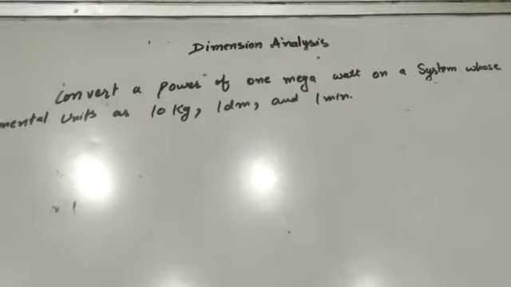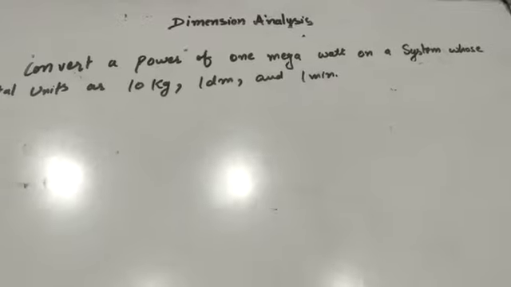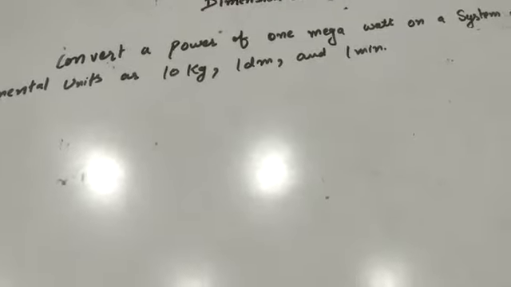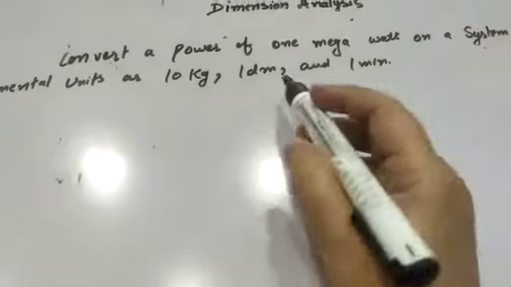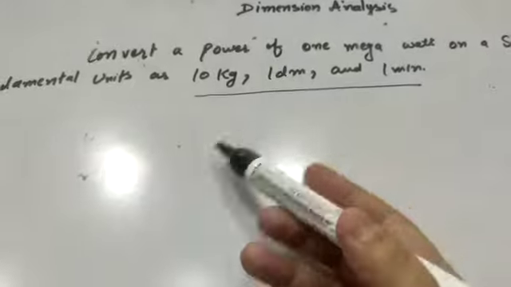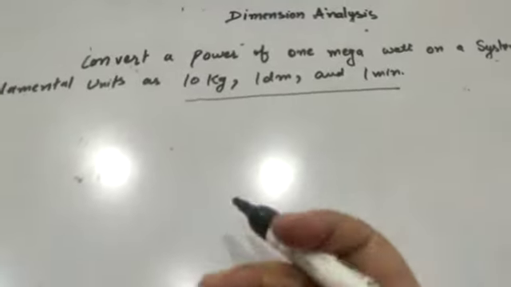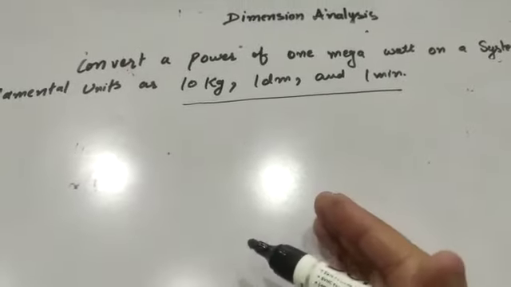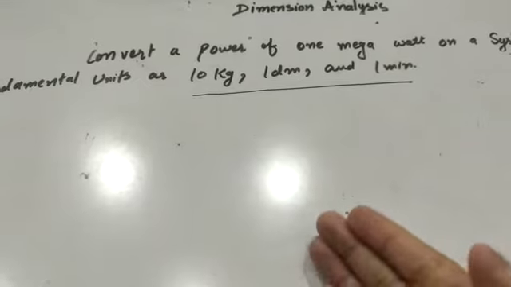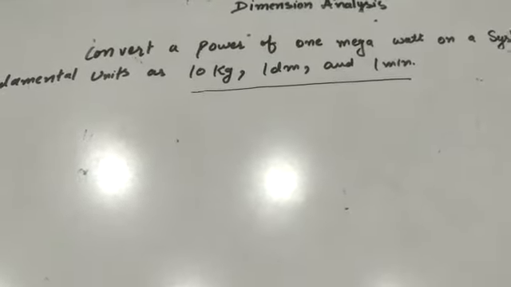The next kind of question is to convert 1 megawatt on a system whose fundamental units are 10 kg, 1 decimeter and 1 minute. Here you can clearly see that the system in which we have to convert is not MKS or CGS. It is some new system of units. So the steps are the same. Whenever such a situation comes, keep in mind that the unit in which we have to convert is kept in the denominator.